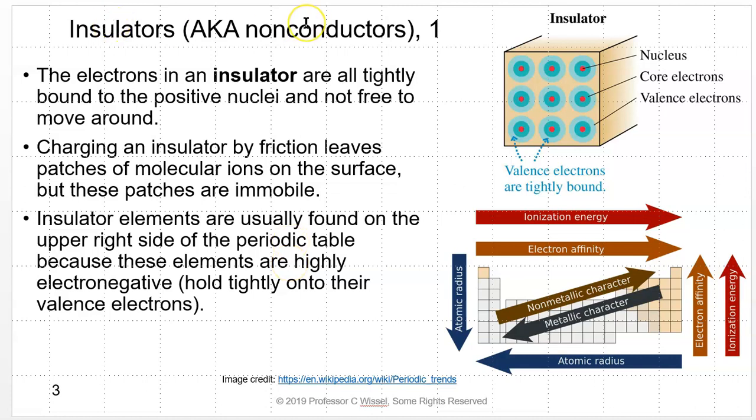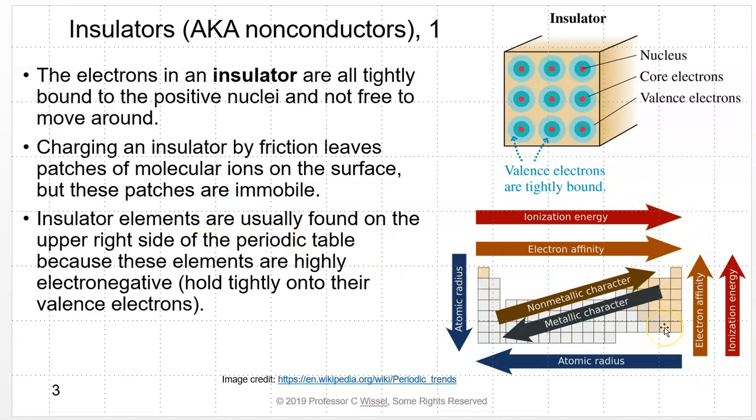Okay, insulators are also called non-conductors. The electrons in an insulator are all tightly bound to the positive nuclei and are not free to move around. Charging an insulator by friction leaves patches of molecular ions on the surface, and we explained that in a previous lecture, but these patches are immobile. They don't move.